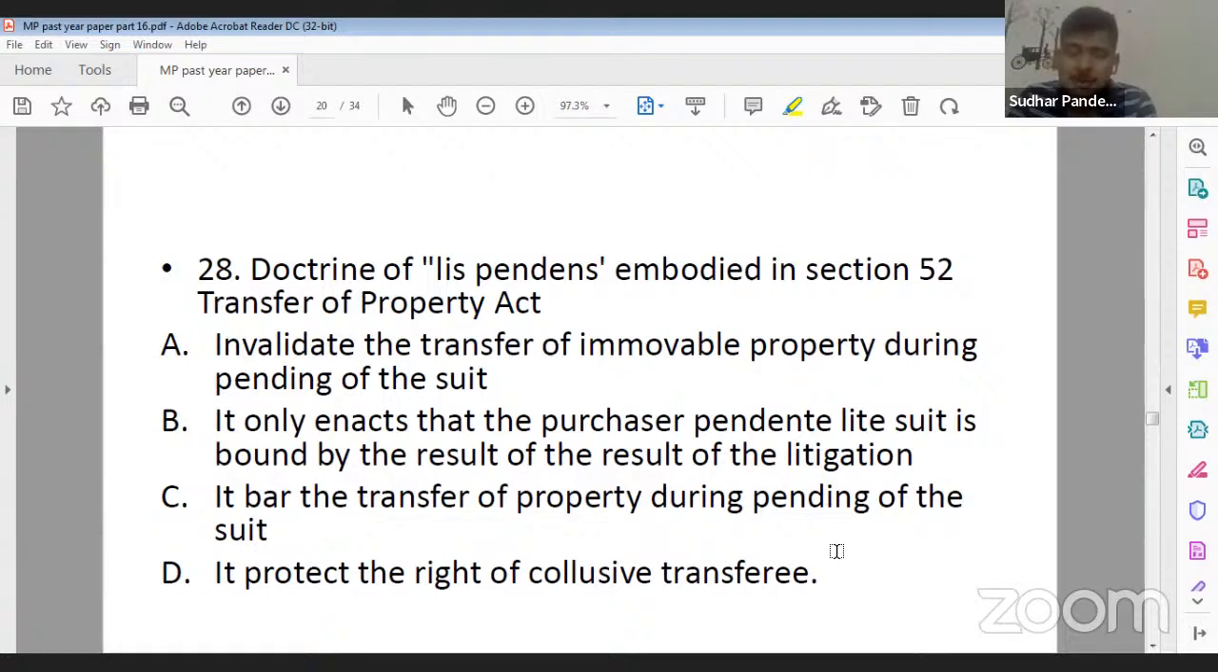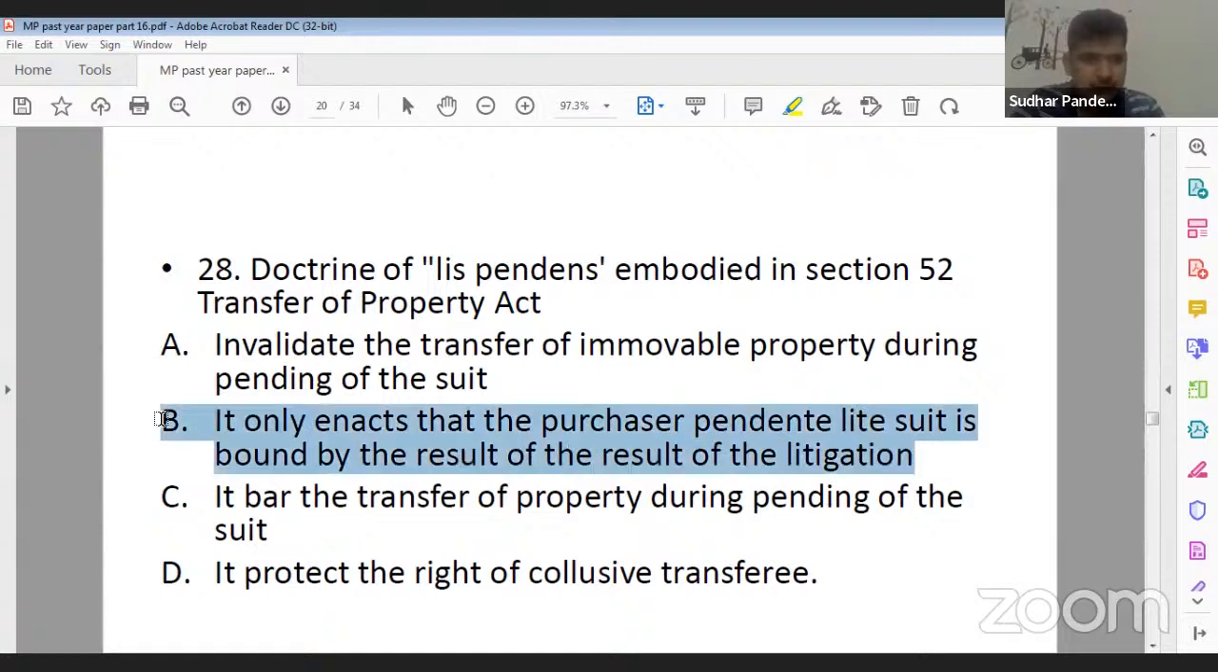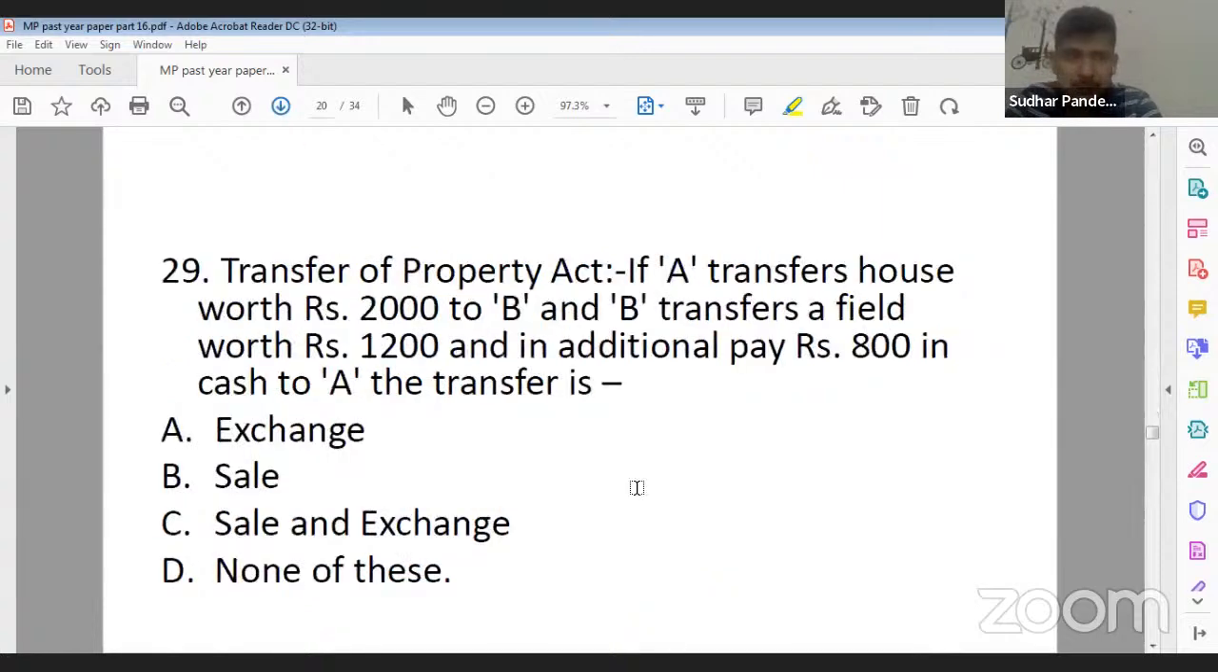If we talk about the doctrine of lis pendens, that is pendency of the suit, transferring a property during the pendency of the suit, what will be the effect of lis pendens? So its correct answer is B for Bangalore. That is, it only enacts that the purchaser pendente lite is bound by the result of the litigation, right? 28, yes, B is the correct answer, Varunji. Next question, question number 29.